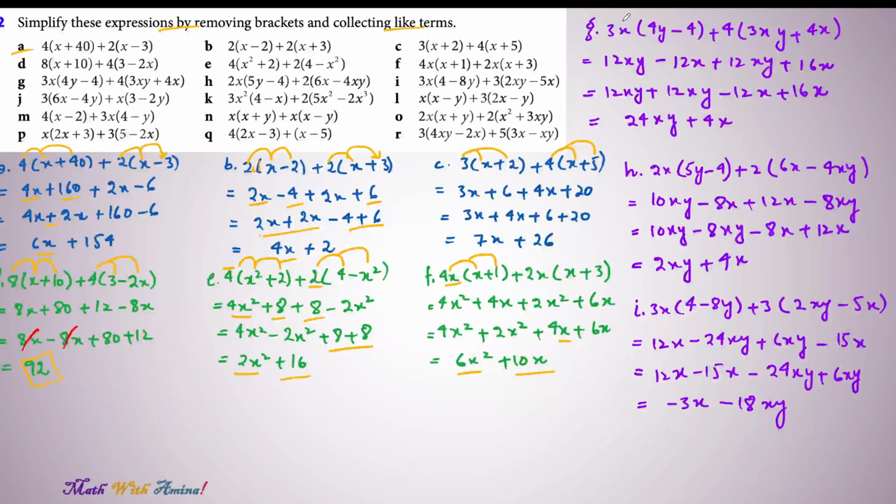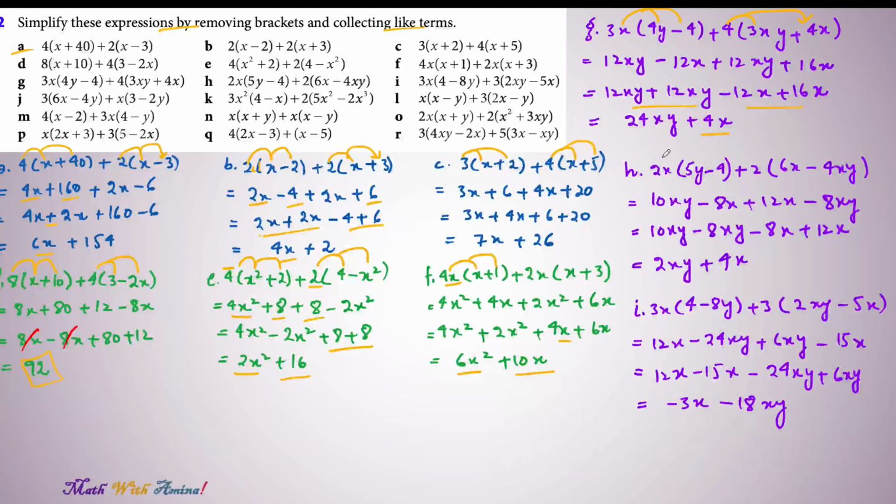Next we have 3x getting multiplied with 4y, and 3x getting multiplied with minus 4. Then 4 getting multiplied with 3xy, and then plus 4 getting multiplied with plus 4x. As a result, we get 12xy minus 12x plus 12xy plus 16x. If we combine the like terms, it would be 12xy plus 12xy minus 12x plus 16x. Simplifying it, we get 24xy from this, and minus 12x plus 16x, we get plus 4x. So this is the simplified expression.